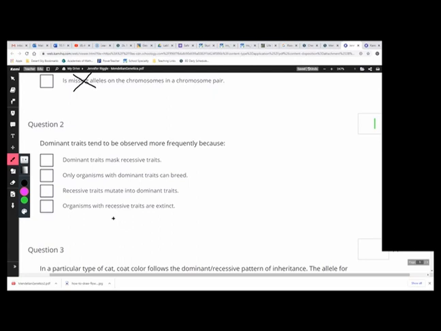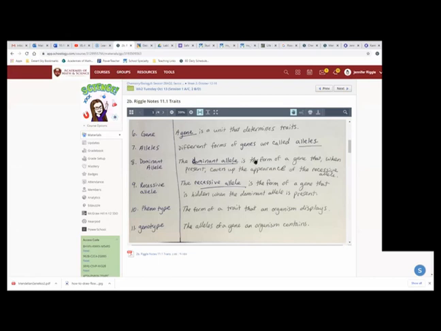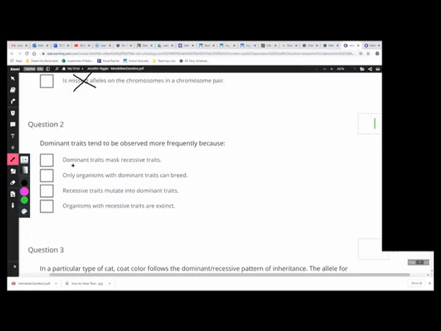Yeah, the first one. Our definition for dominant allele says that when it's present, it covers up the appearance of the recessive. And over here, our answers: dominant traits mask or cover up, like you put a mask to cover up your face, recessive traits. So that's the one that makes the most sense. Okay, yeah, it makes more sense. All right, thank you, sir. You are free to be muted. Yay, freedom, right?